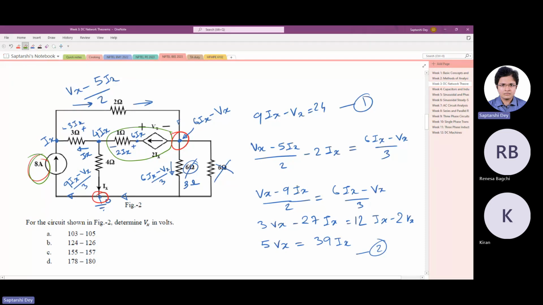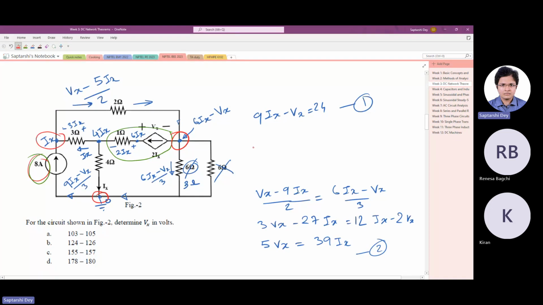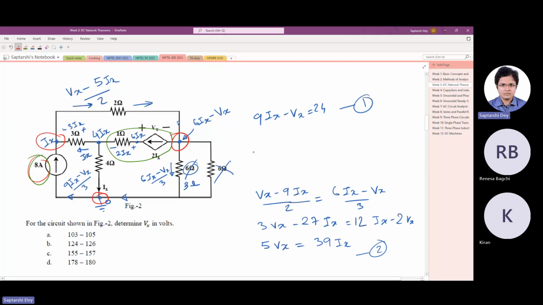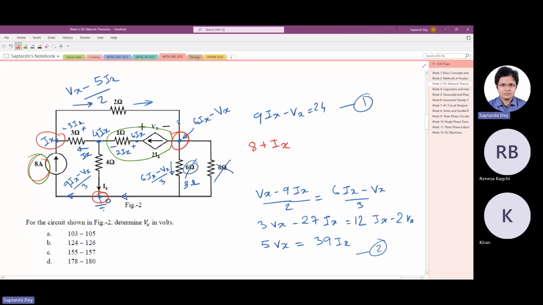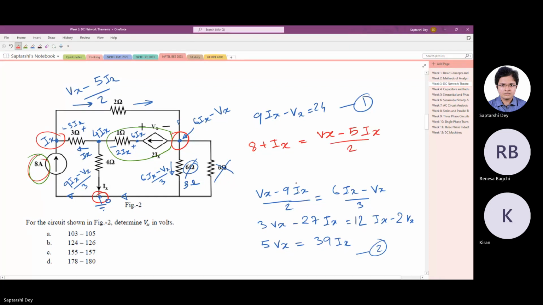Okay, let us write another equation. Since this one did not work out, we will erase this and try to write another equation. Let us write KCL at this node and see if this matches. So KCL at this node gives us 8 plus ix equals vx minus 5ix by 2. And let us see whether we get a different equation.